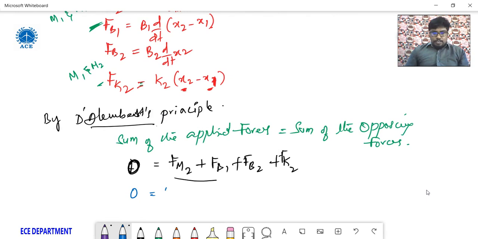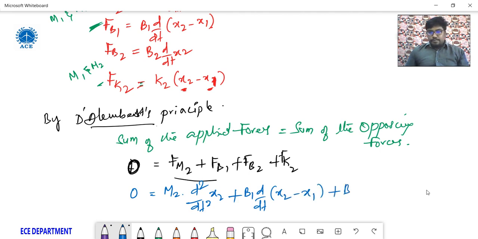0 is equal to m2 d square by dt square x2 plus b1. B1 d by dt of, which is connected between mass m2 and m1, so therefore displacement x2 minus x1, plus b2. B2 is directly connected to ground, right? So d by dt of x2 directly, which depends on the displacement x2. Now finally k2 times x2 minus x1. This is also connected between two masses, right?